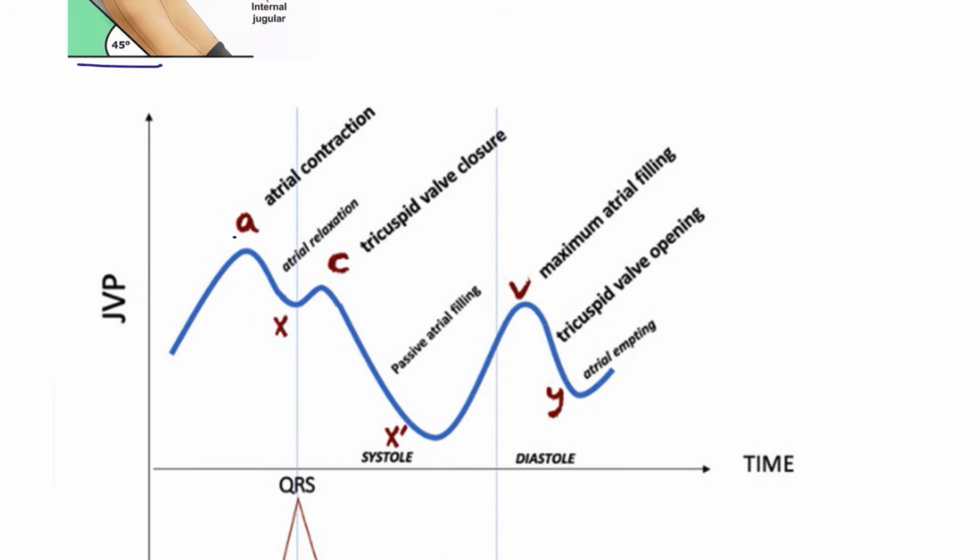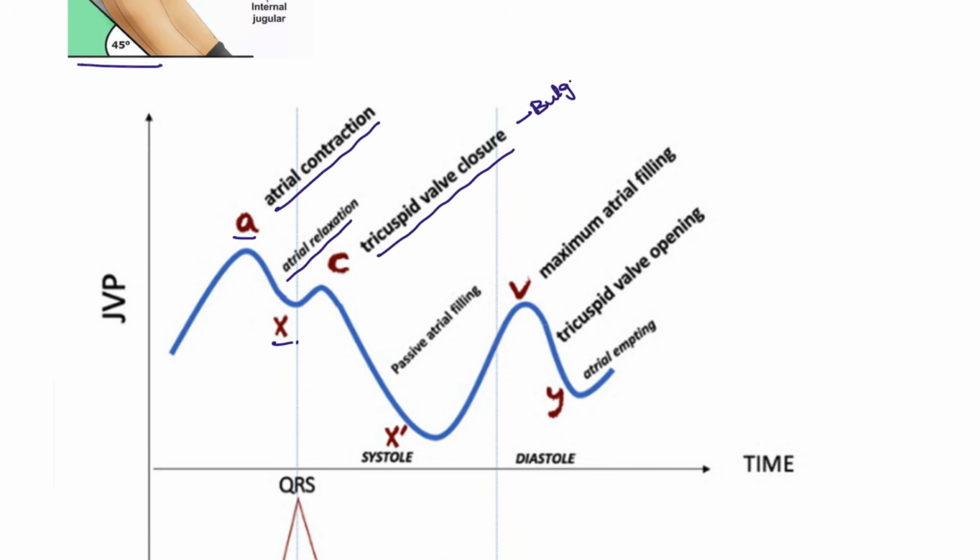What does the A wave signify? It is atrial contraction because there will be elevation. Next, once the atria relax, it is going to show the descent, that is known as the first X descent. And next, the C wave. C wave is tricuspid valve closure, and tricuspid valve bulging.